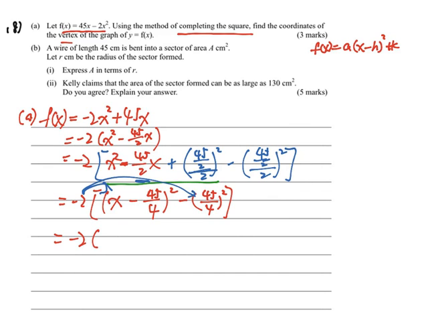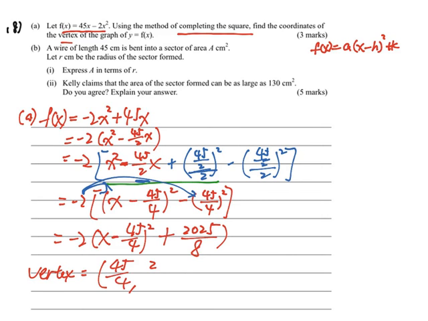So it becomes -2x minus 45 over 4 squared, and then plus this one combined, so it becomes 2025 over 8. So for the vertex, it is the opposite of this, 45 over 4, and then 2025 over 8.